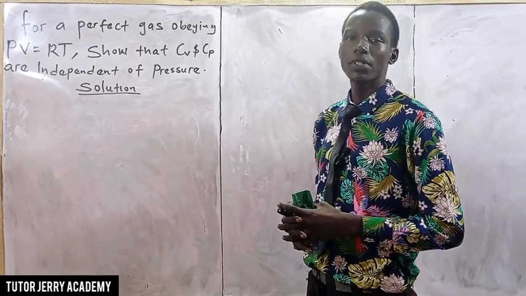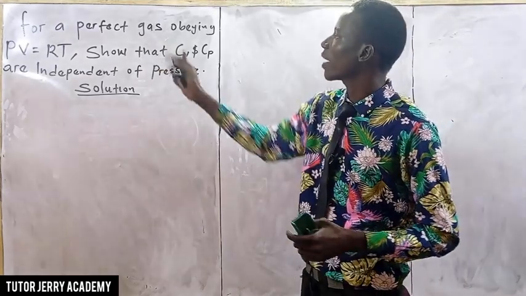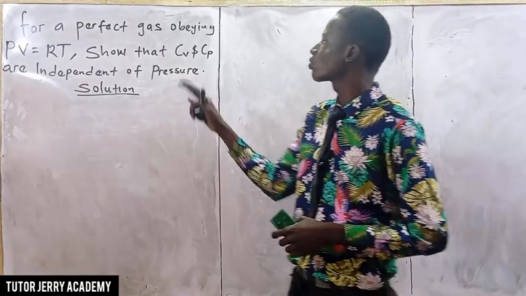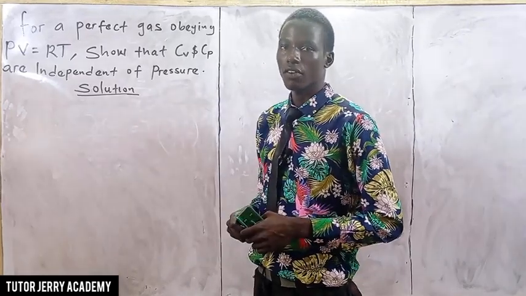For today, we are going to be dealing with thermodynamic relations. The question on the board says, for a perfect gas obeying PV = RT, we should show that Cv and Cp are independent of pressure.